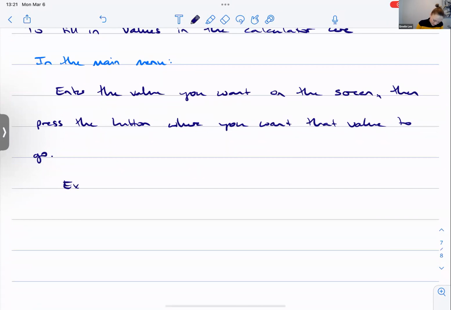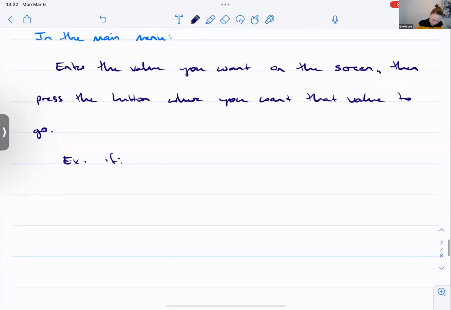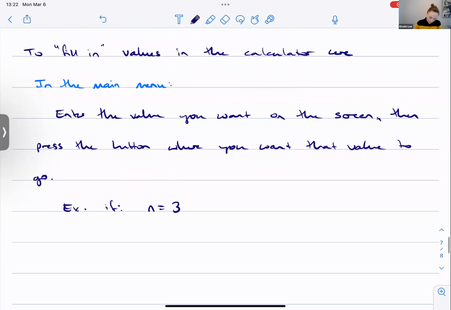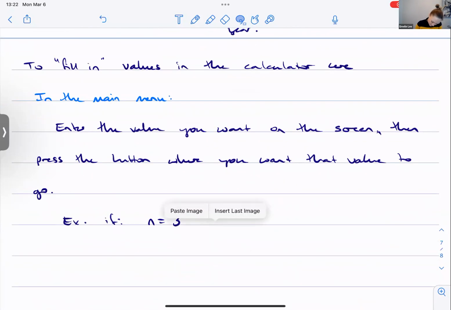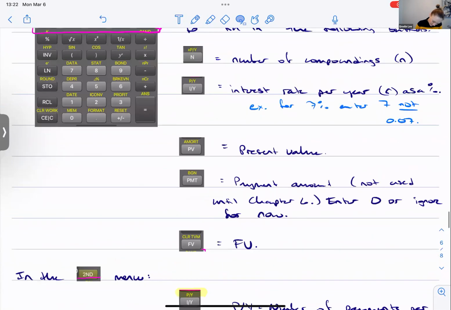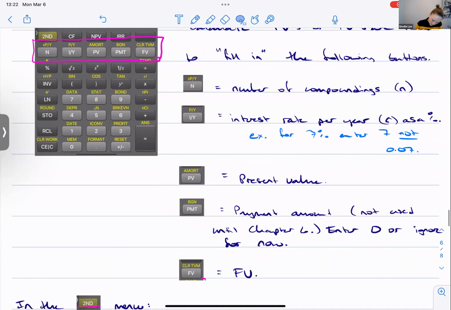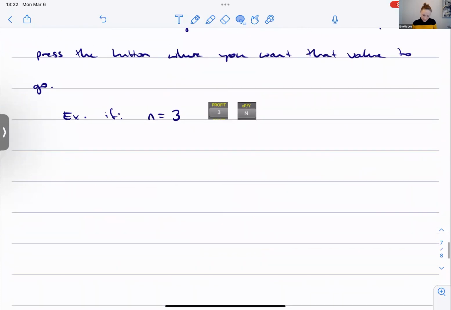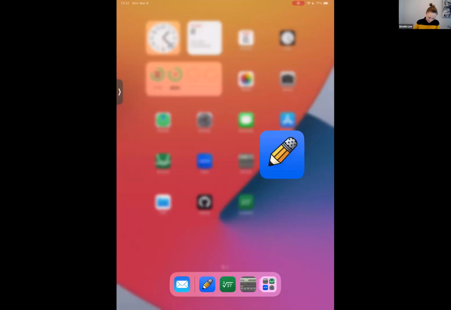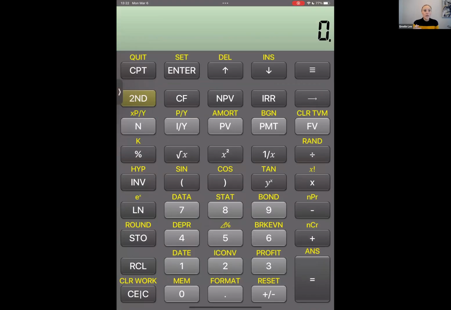So for example, if n is 3, then you're going to hit 3, and then into n. And I don't think I have to hit enter, but I'm just going to check. It's been a while. So if I want n to be 3, 3n. So now it says n equals 3.